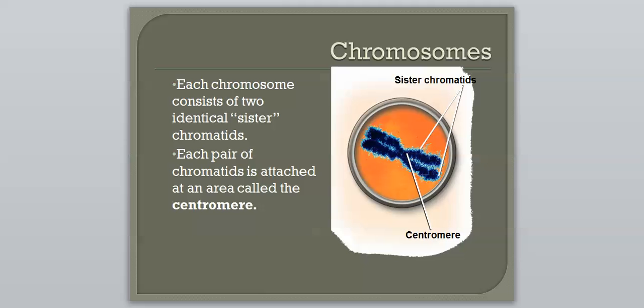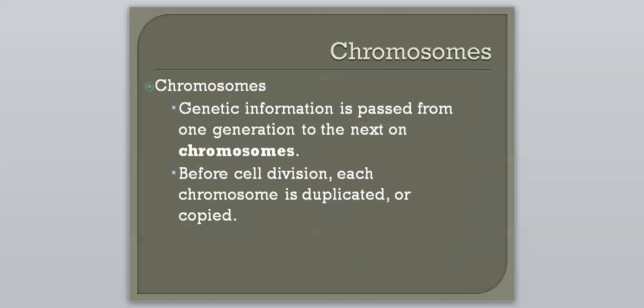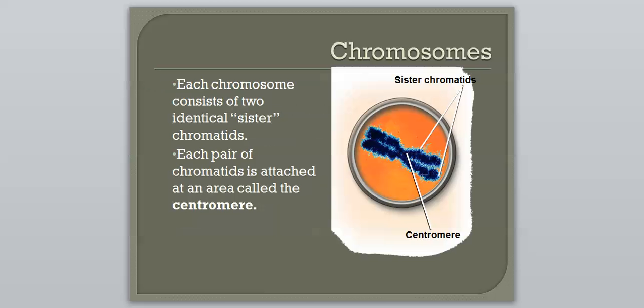Right in the center is the centromere, and that is going to attach our two sister chromatids. So chromosomes contain the genetic information, and they are made up of two chromatids, and they are attached at a centromere. So that's kind of the breakdown of what a chromosome is.